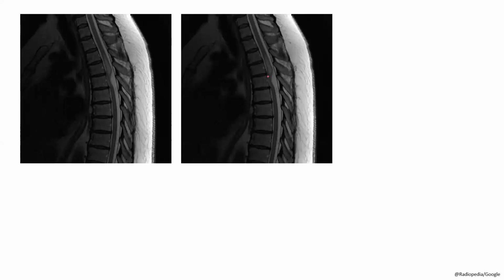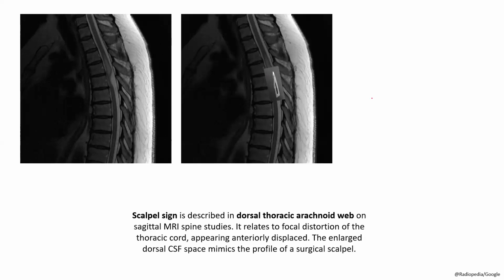What is happening in this sagittal MRI T2 weighted sequence? This is scalpel sign. So scalpel sign is described in dorsal thoracic arachnoid web, and it is because of focal distortion of thoracic cord, which appears anteriorly displaced, and it mimics the profile of a surgical scalpel.